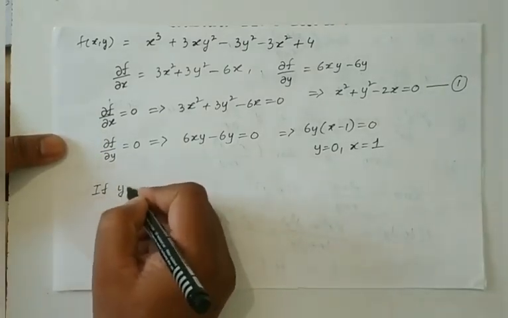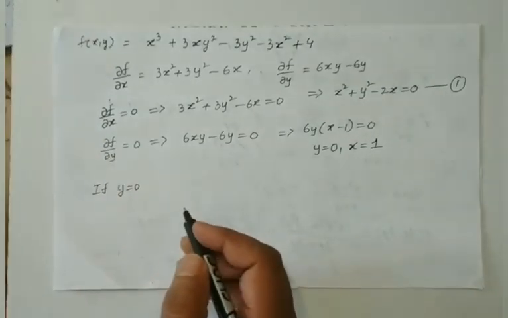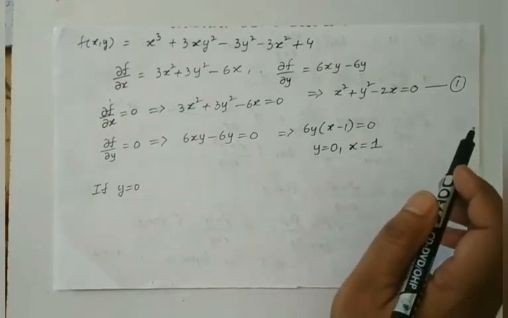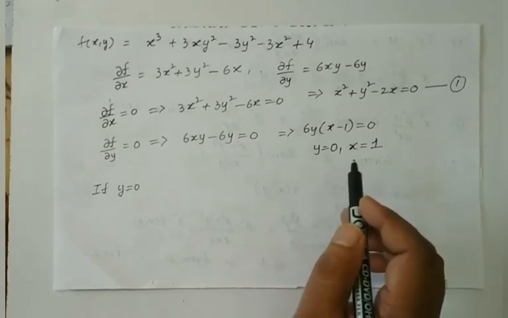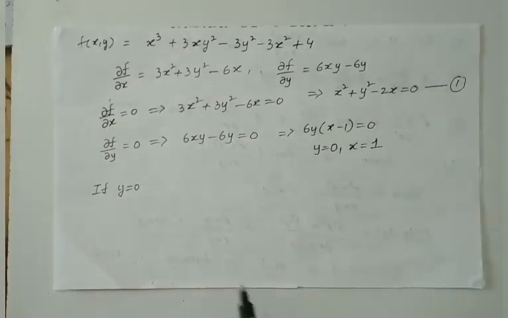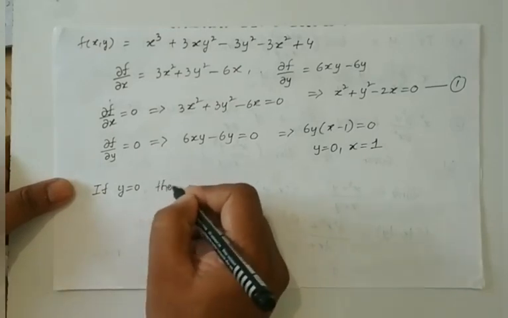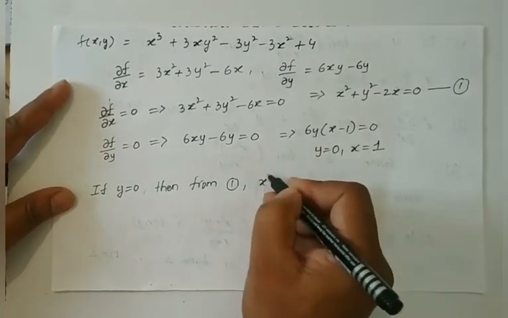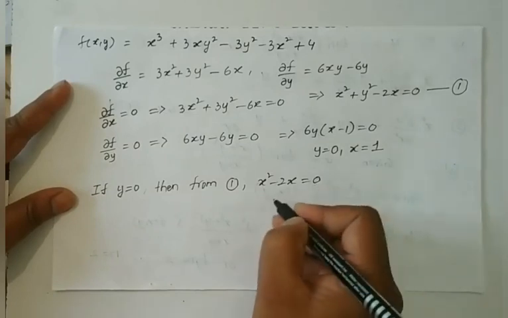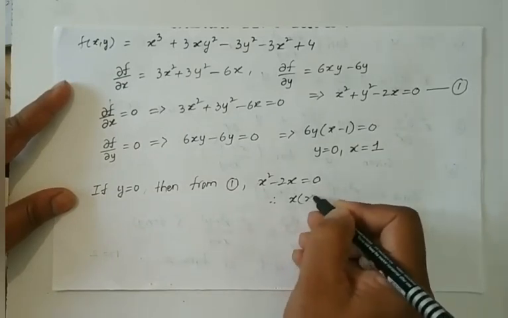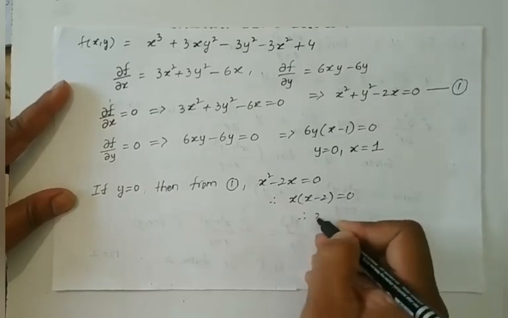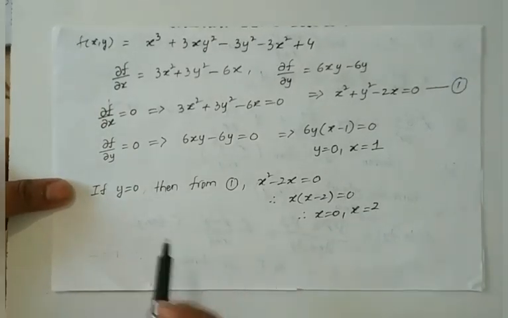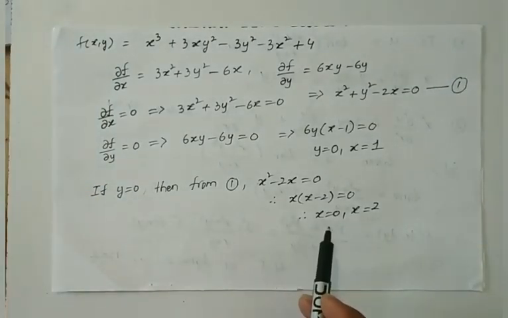If y is equal to 0, we just substitute y is equal to 0 and x is equal to 1 in equation 1. If y is equal to 0, then from equation 1 we have, tell me, x square minus 2x is equal to 0. Therefore x of x minus 2 is equal to 0. Therefore x is equal to 0 and x is equal to 2.